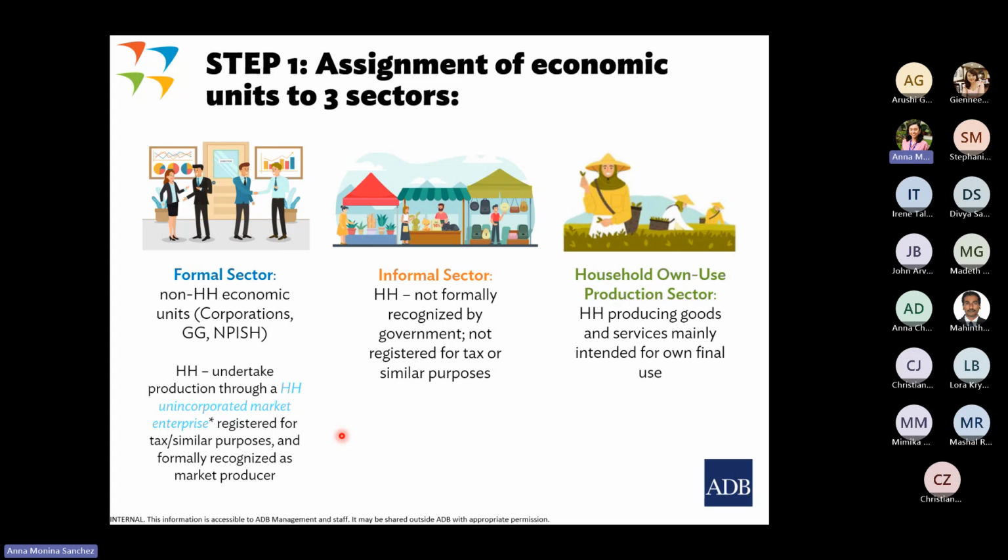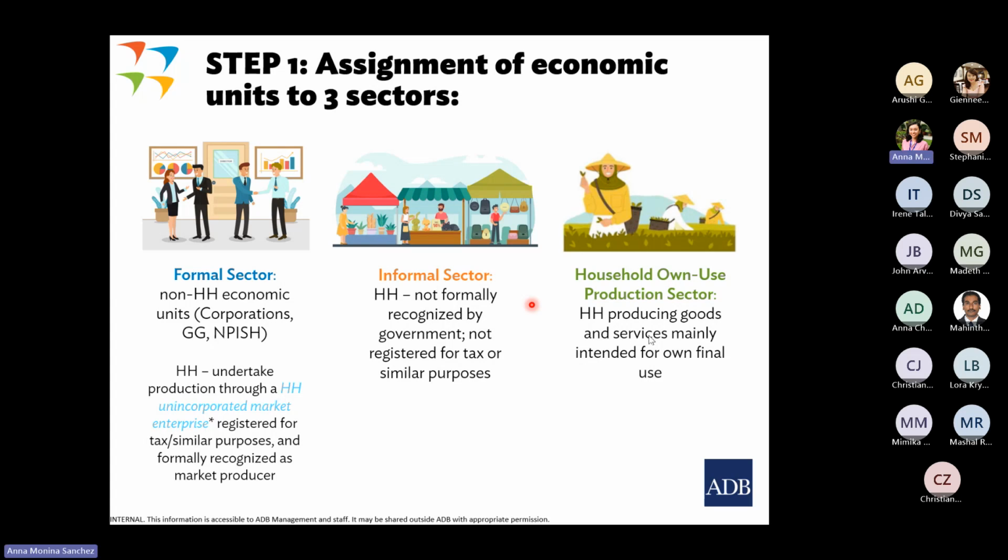So the market producers under the formal sector would be your non-financial and financial corporations and some households. And the non-market producers in the formal sector would be most of your general government, and then your NPISH. Okay? Households can also belong to the formal sector. So they are assigned if they undertake production through a household unincorporated market enterprise that is registered for tax or similar purposes and is therefore formally recognized as a producer. Okay, so the main difference really between an informal and the formal sector is that the formal sector encompasses economic units that are formally recognized and registered for tax or similar purposes.